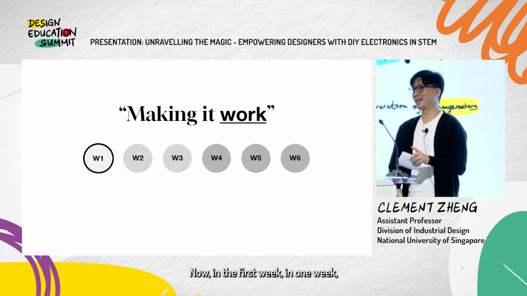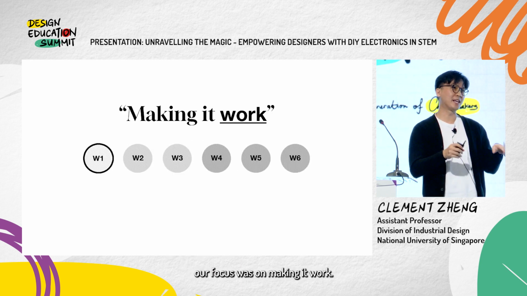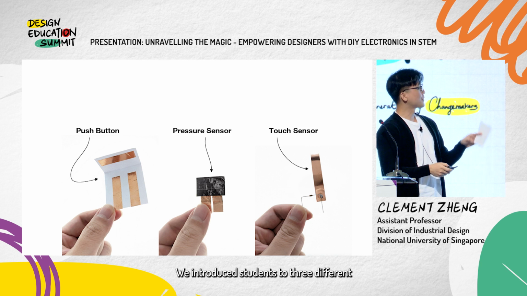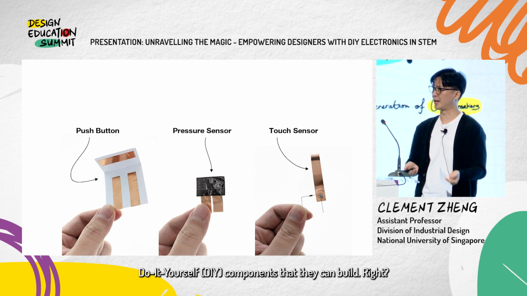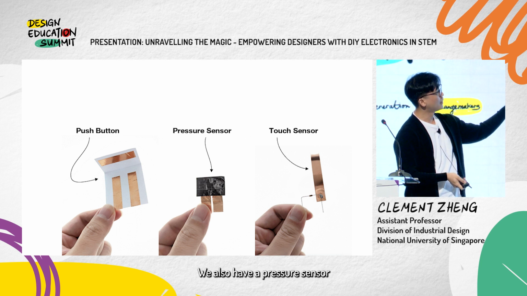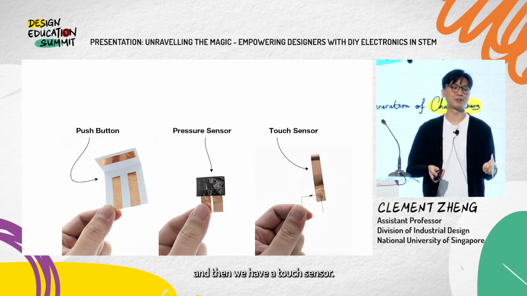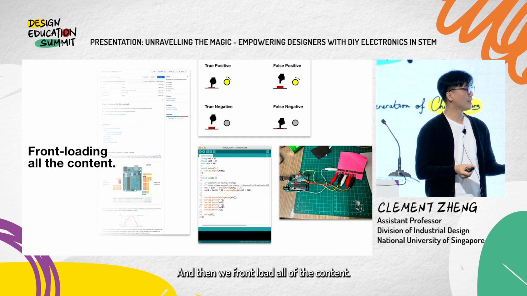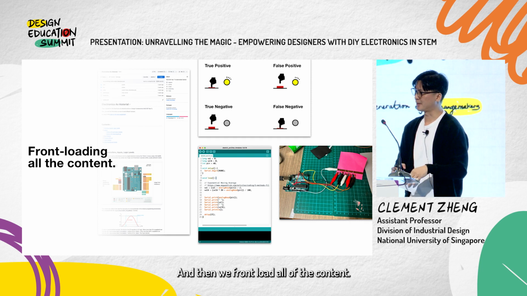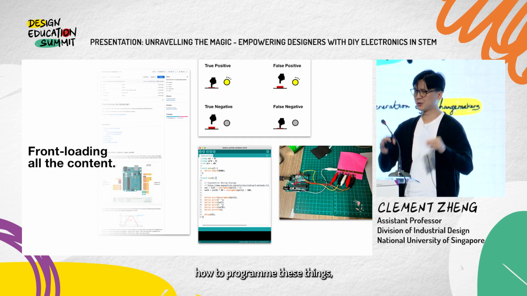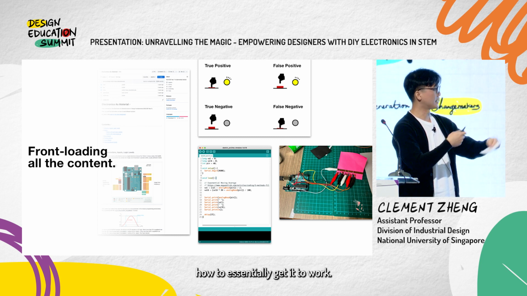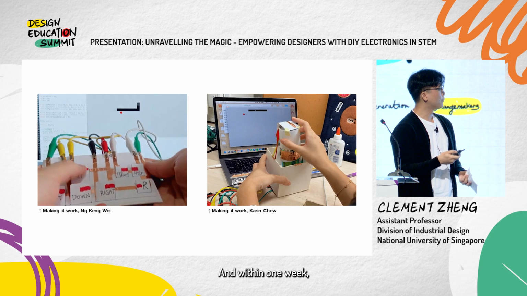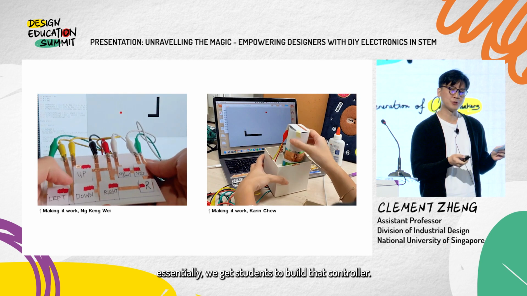Now, in the first week, our focus was on making it work. And so we introduced students to 3 different DIY components that they can build, right? So we have the push button, which I talked about. We also have a pressure sensor, and then we have a touch sensor. And then we front load all the content. So within 1 week, we teach students how to program these things, how to hook it up, how to essentially get it to work. And within 1 week, we get students to build that controller.